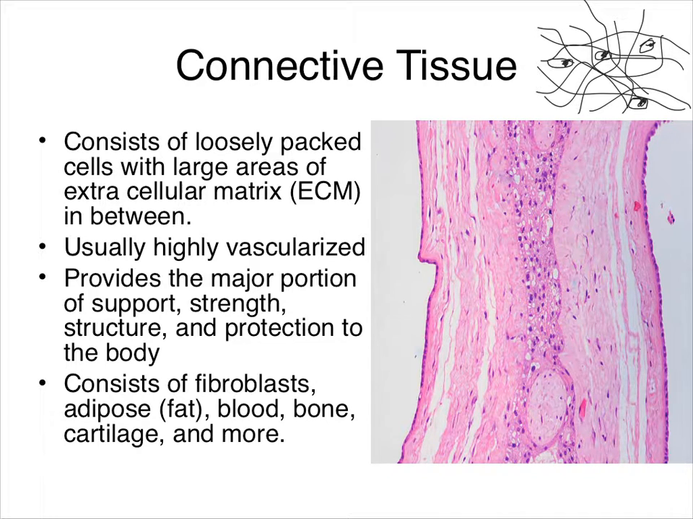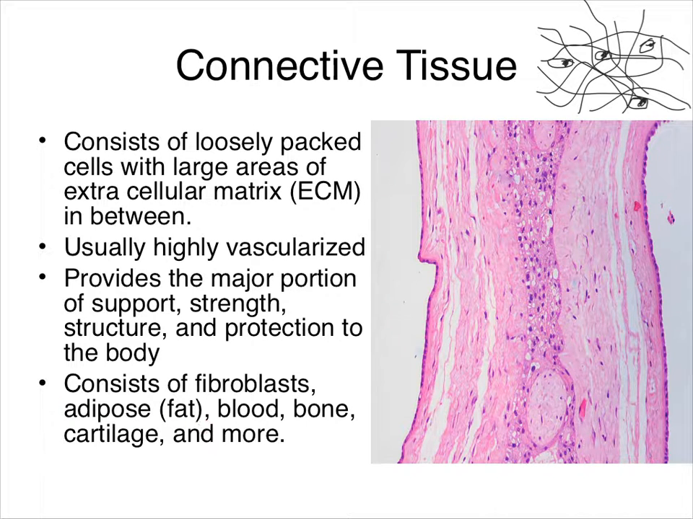It provides strength, support, protection, and shape and structure to the body. There are many different types of connective tissue, which we will talk about in future videos, but the main types of cells that you will see in connective tissue are fibroblasts, which is actually the most abundant cell type in the body. These are the cells that actually lay down all of these cables. They make the extracellular matrix.